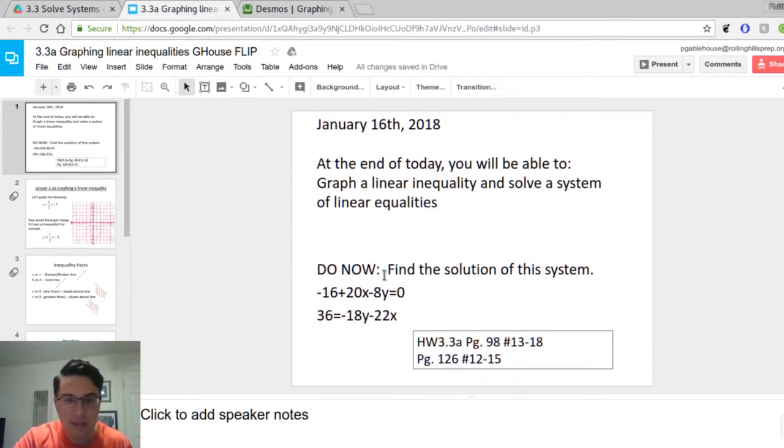First thing I would like you guys to do is find the solution of this system. So go ahead and you can do this using any method. You can do this by substitution or elimination. I'm going to ask you not to do it by graphing.